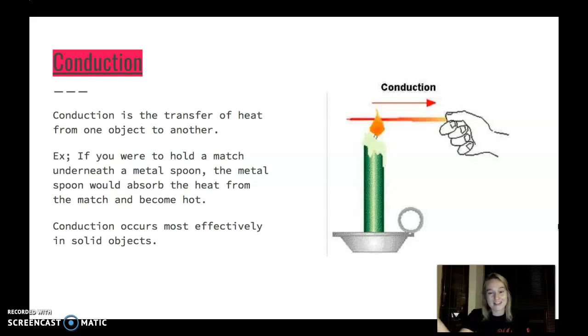So an example of conduction in this is the heat transfer from the fire to the hot dog weenie, right? The hot dog weenie is not just going to stay cold if we put it over the fire. It's going to absorb that heat.